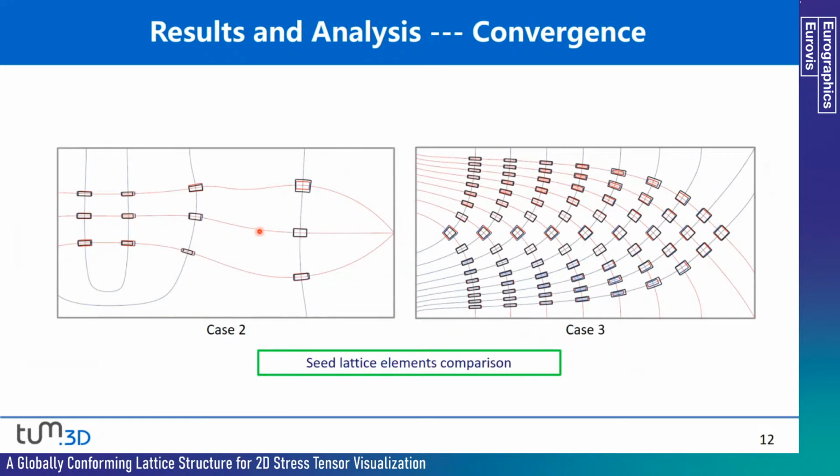Here we also give a more intuitive way to show the convergence. We show the comparison of the lattice seed elements from case 2 and case 3 before and after optimization. We can see that these lattice elements keep a good similarity.